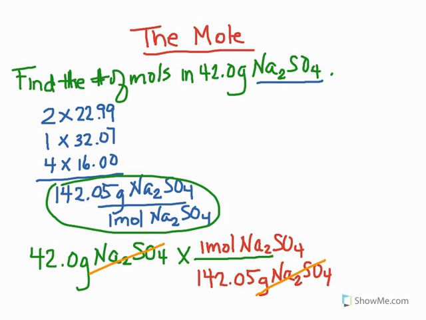Now we have to do the calculator part. So make sure you have a calculator. Any numbers that are in the numerator you're going to multiply. So the only numbers I have are 42.0 and 1, so I'd multiply those together. Any numbers in the denominator, I'm going to divide. So all I'm going to do is take 42 and divide that by the 142.05, and that's going to give me 0.296.